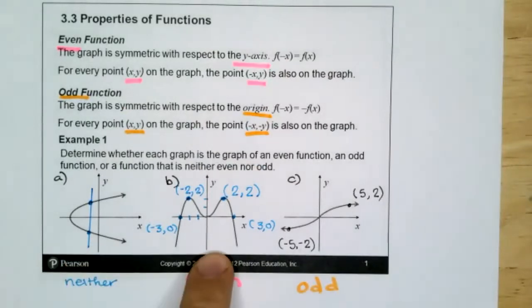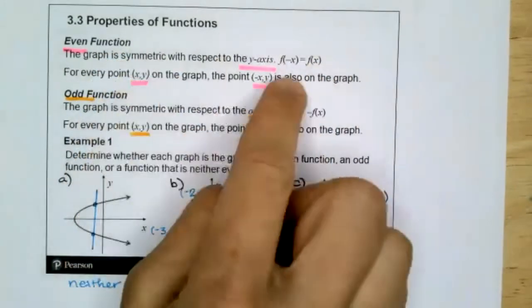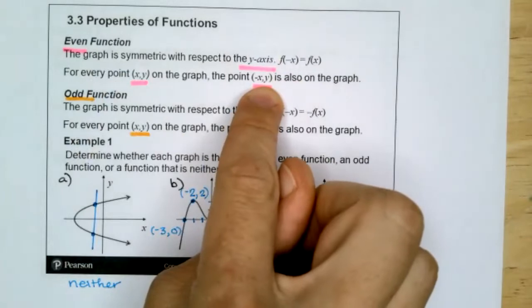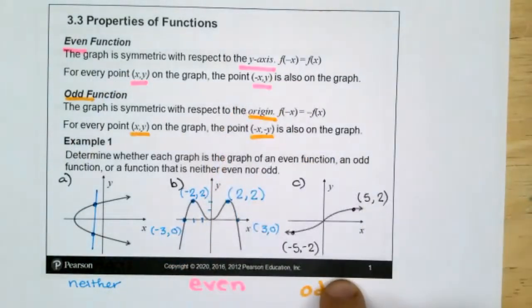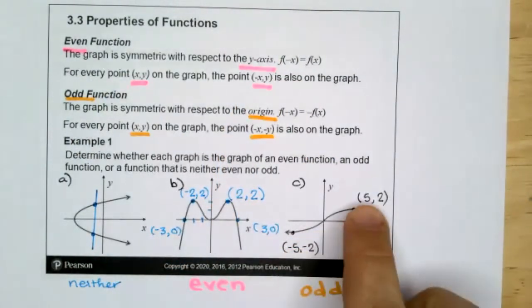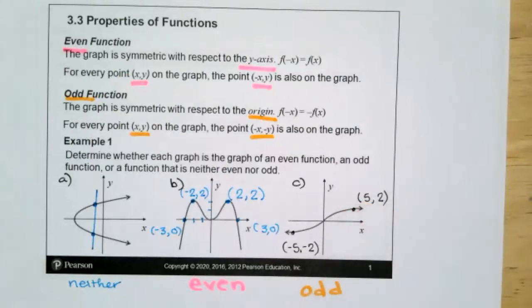Neither, because it's not even a function. Even, because each point I can match with the same point with a -x. And then odd, because each point has its opposite also on the graph.